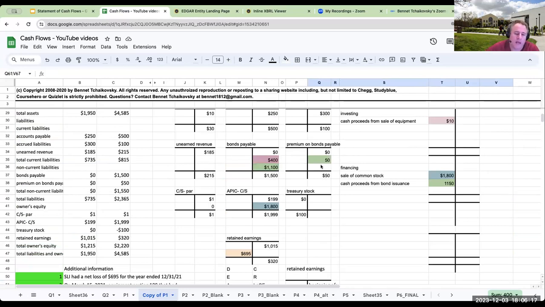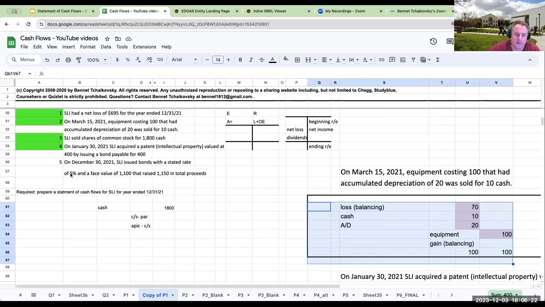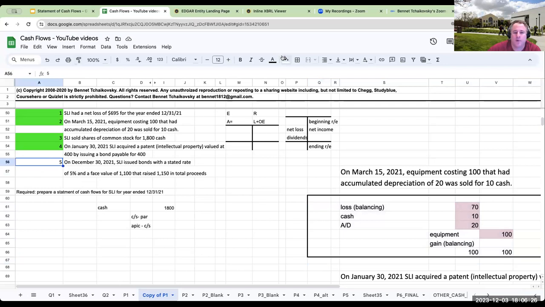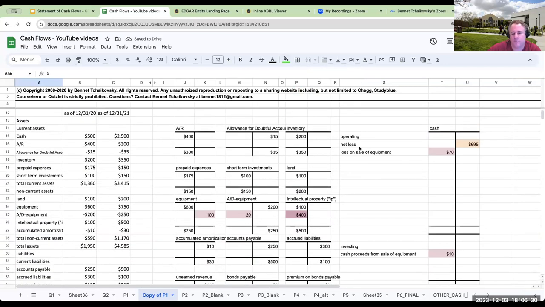So as we come over here, we've dealt with all of the additional information. We've dealt with all that information first. Now what we're going to go through and do is balance the remainder of the T accounts. Again, for this part, if this is new to you, you need to watch the other videos because I'm going to go through this a little bit more quickly unless it's something I haven't done before.